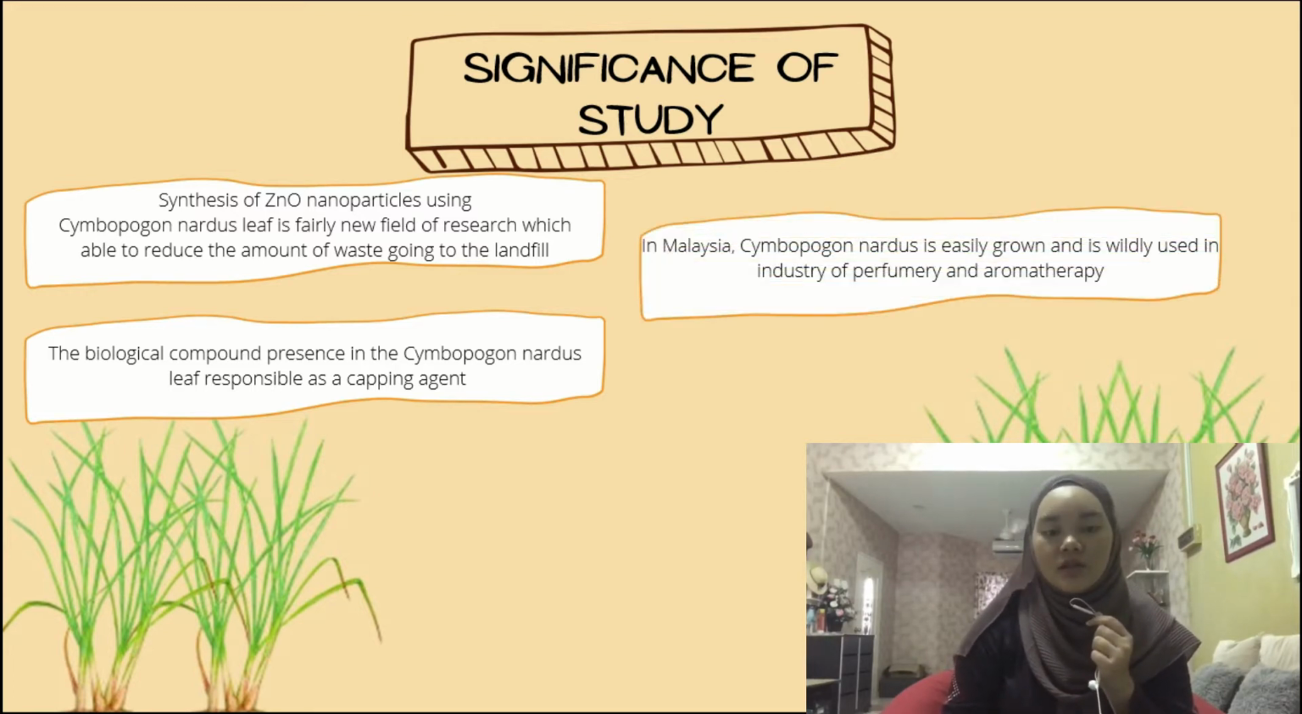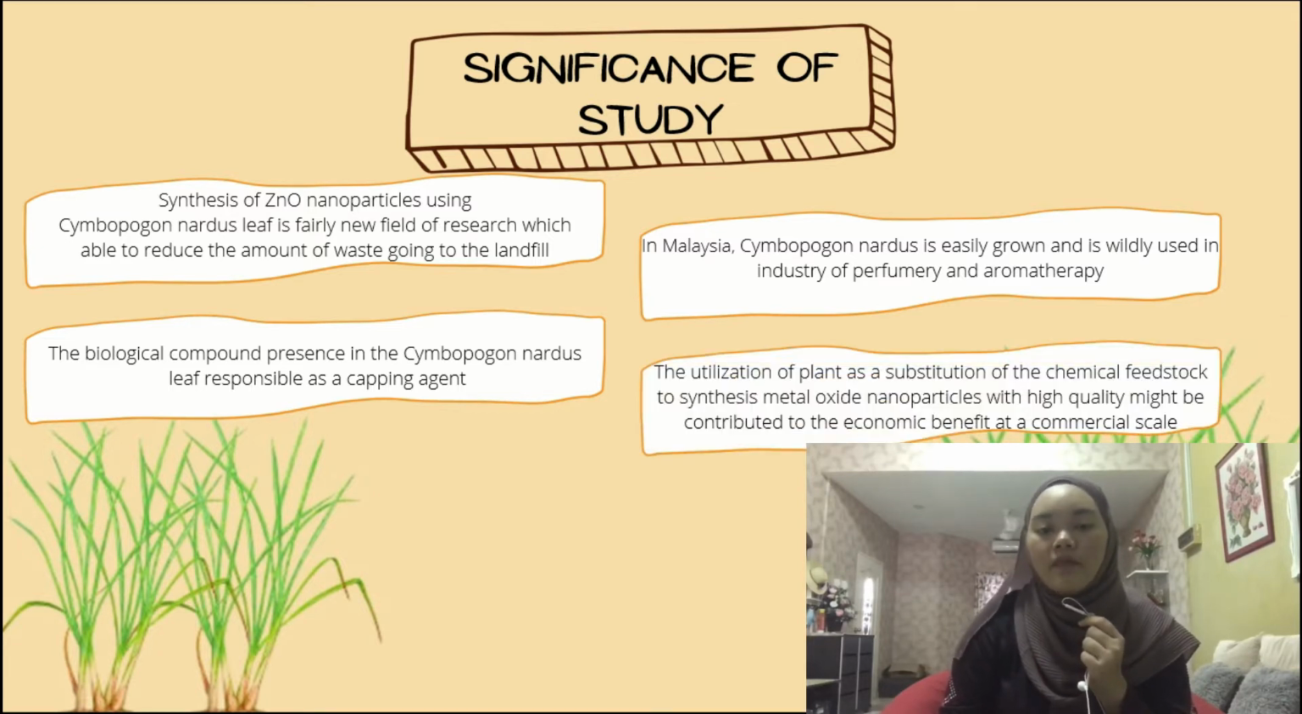Third, in Malaysia, Cymbopogon Nardus is easily grown and is widely used in the industry of perfumery and aromatherapy. And fourth is the utilization of plant as a substitution of chemical feedstock to synthesize metal oxide nanoparticles with high quality, which might contribute to economic benefit at a commercial scale. That's all for the introduction.